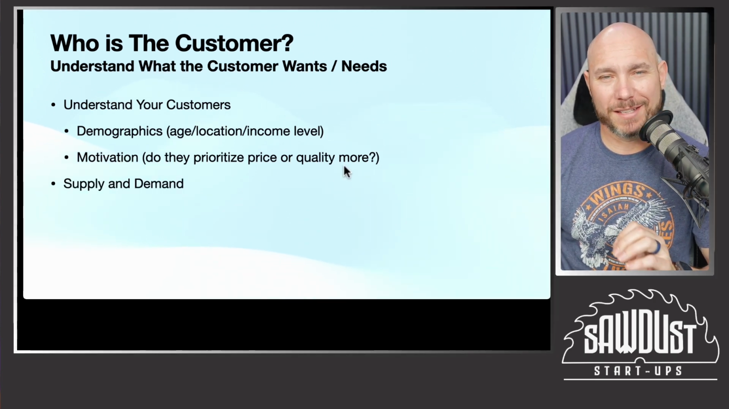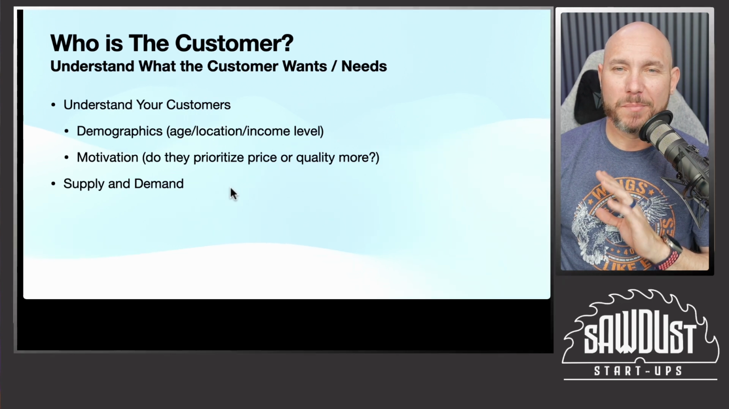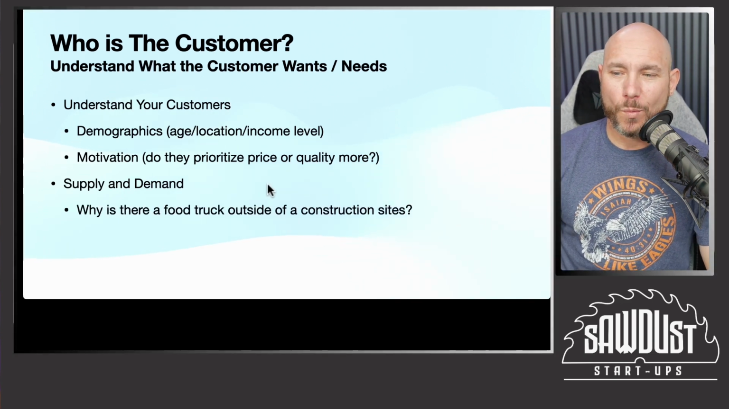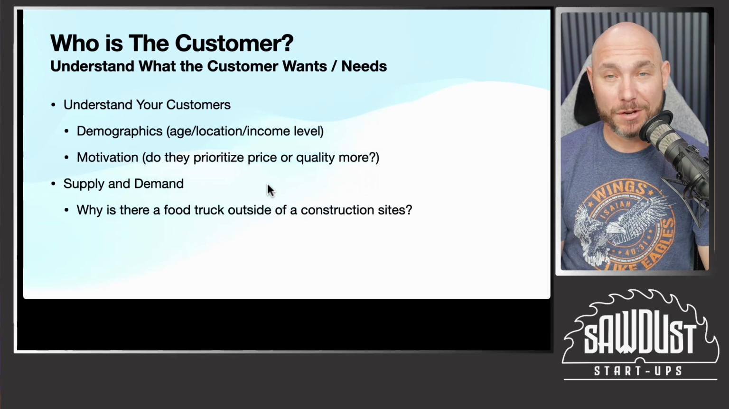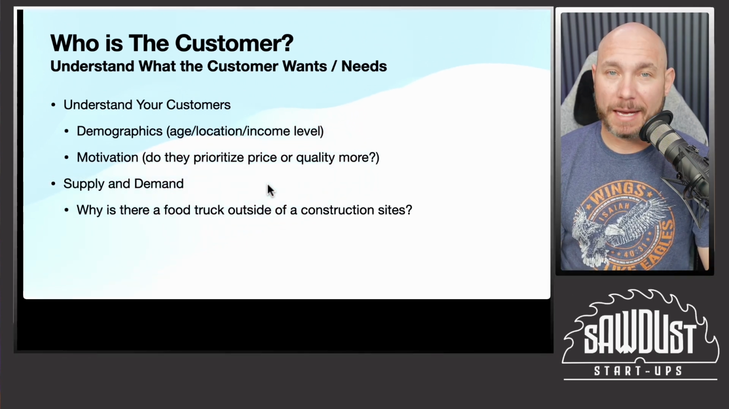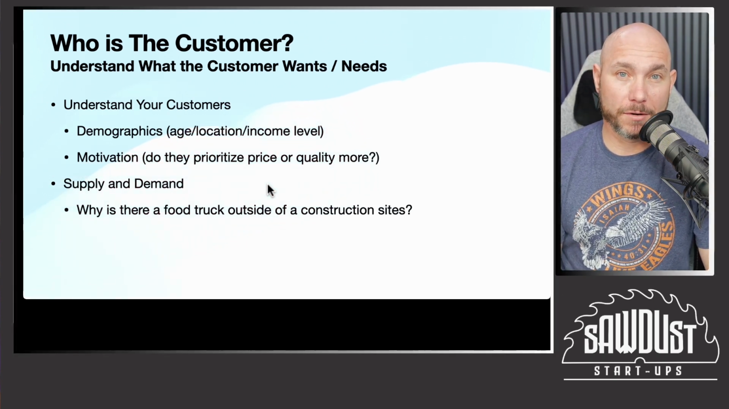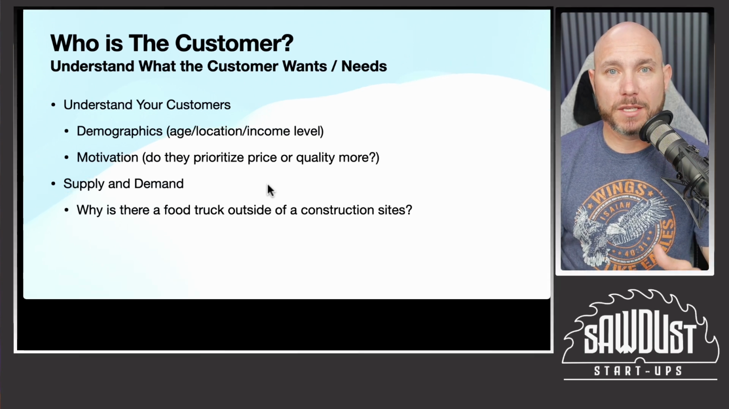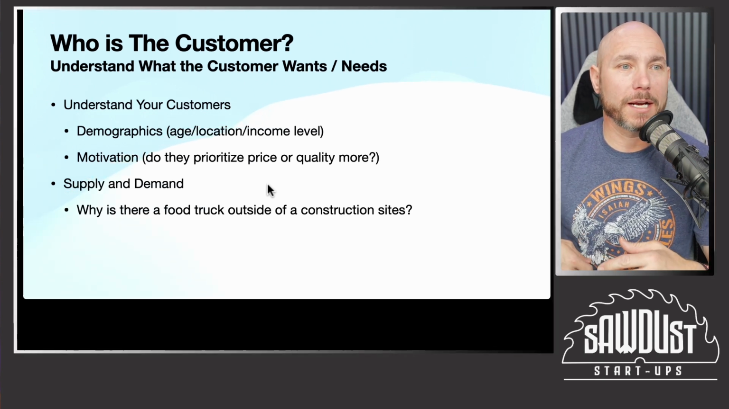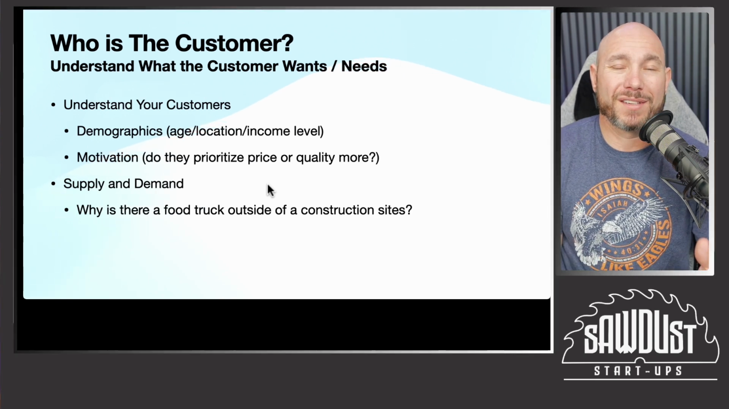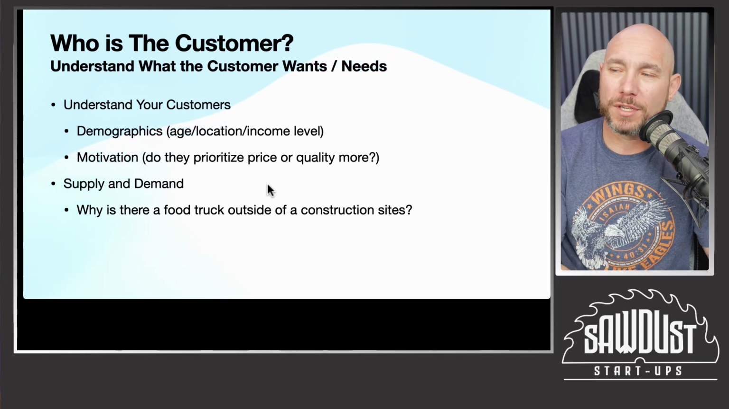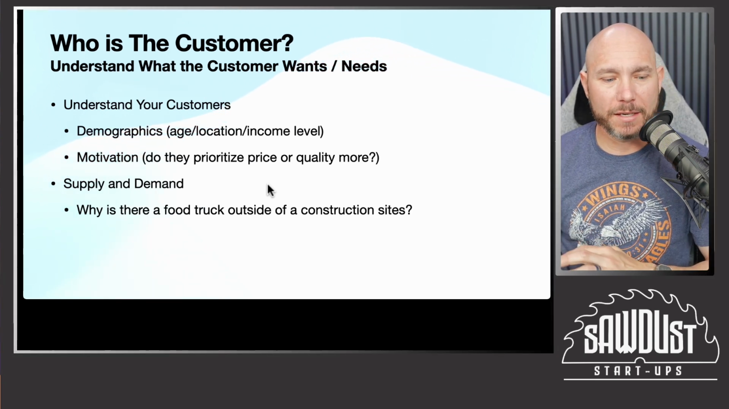Supply and demand. This is huge. And this is like business 101, supply and demand. Why is the food truck outside the construction sites? You know why. Supply and demand. They have the supply, and the demand is they got hungry workers there. So that's why you see those trucks set up like that. Or if you go to like a concert or anything like that, a lot of times you'll see food trucks parked around because they're going where the customer's at. And we'll talk about that later when we talk about online sales and things like that.